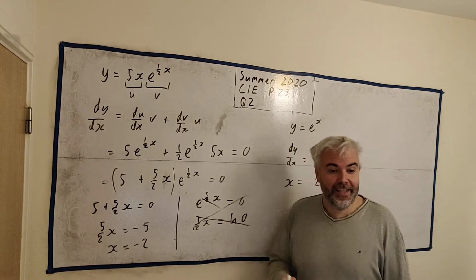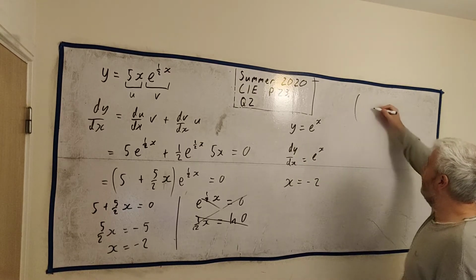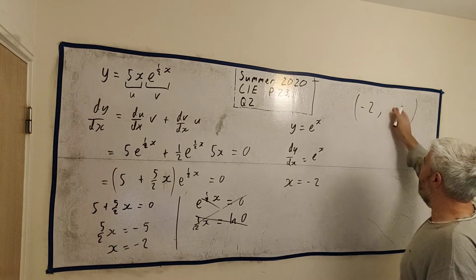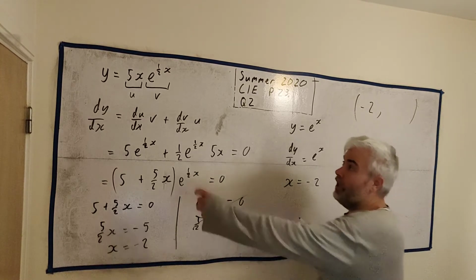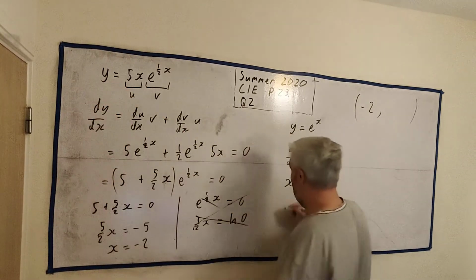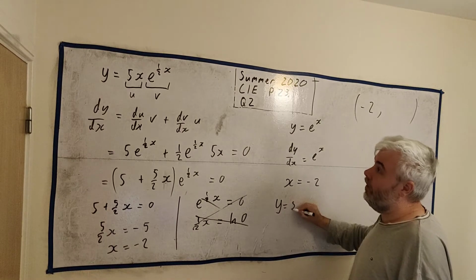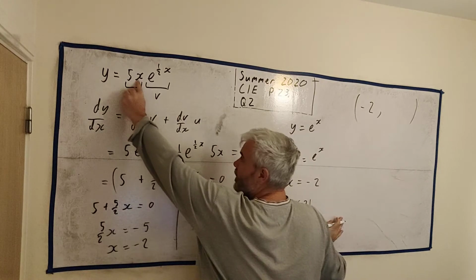They didn't ask us what x was. They asked us to find the exact coordinate of the stationary point. They want minus 2 something. They want something to be written here. So how do we do that? Well, we know what y equals. That's all we're missing, y. So let's just write what y equals. y is equal to 5 times minus 2, not x, that's minus 2 now.